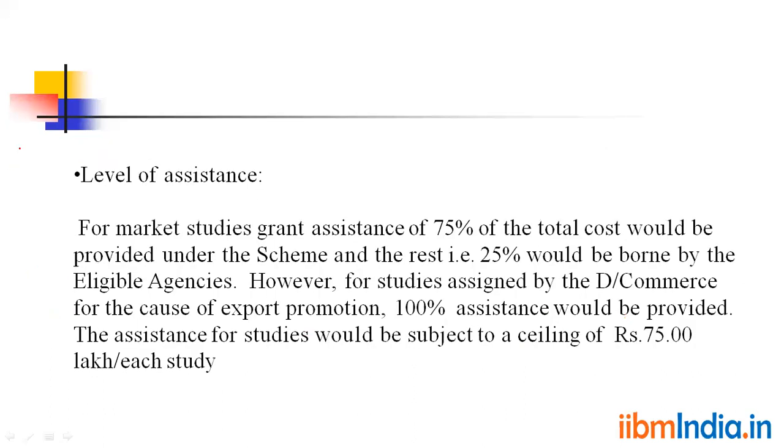Now further, we have the level of assistance. For market studies, grant assistance of 75% of the total cost would be provided under the scheme. Suppose you have a 1,000 rupees project, then 750 rupees would be provided. So 75% of the total cost would be provided under the scheme, and the rest, that is 25%, would be borne by the eligible agencies, who will be responsible for the same.